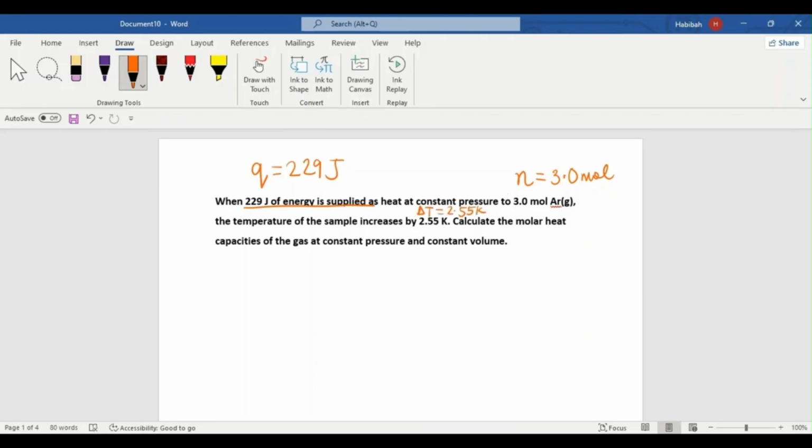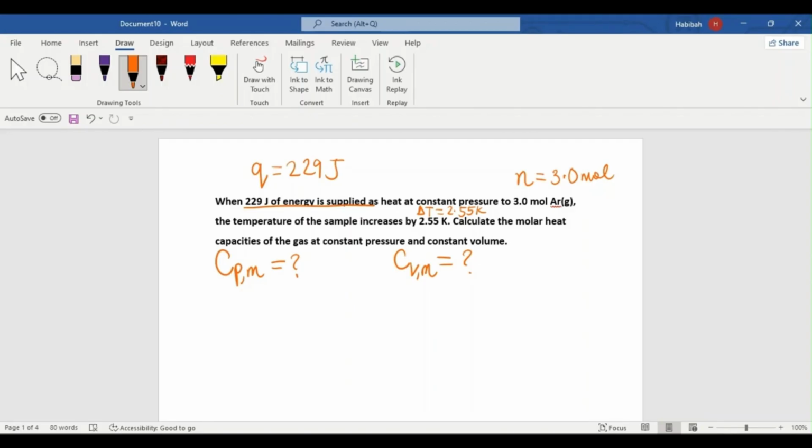We're asked to calculate the molar heat capacity at constant pressure, so CP,m, as well as the molar heat capacity at constant volume, so CV,m. Basically, that's just what we're asked to do.